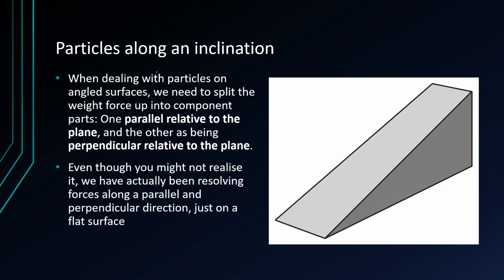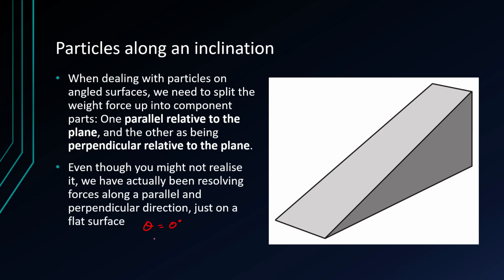So when dealing with particles on an angled surface, we need to split the weight force up into components, just like we've done with normal vectors. One parallel to the plane and one perpendicular to the plane. We've actually been doing this before, however, our angle of inclination has just been 0 degrees.